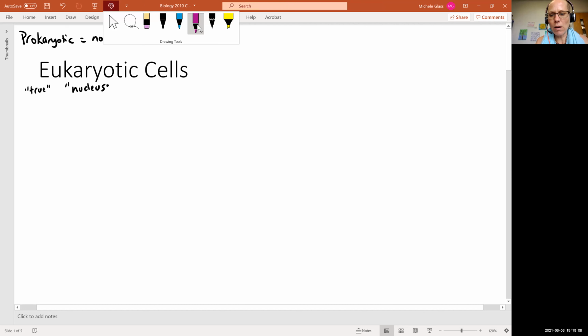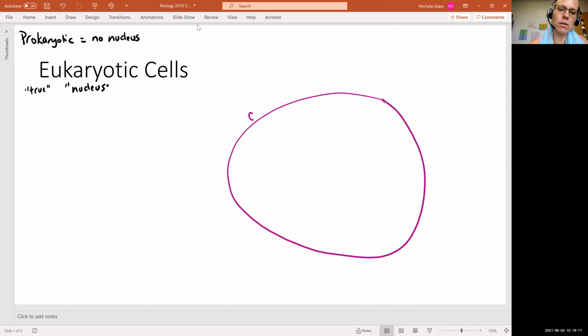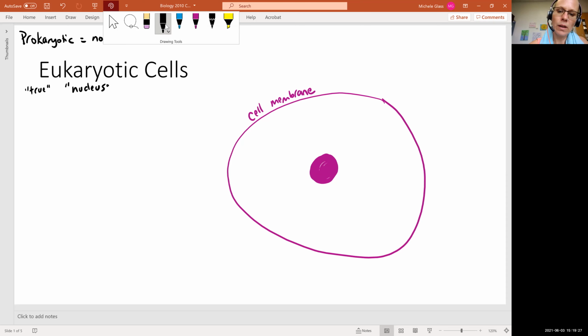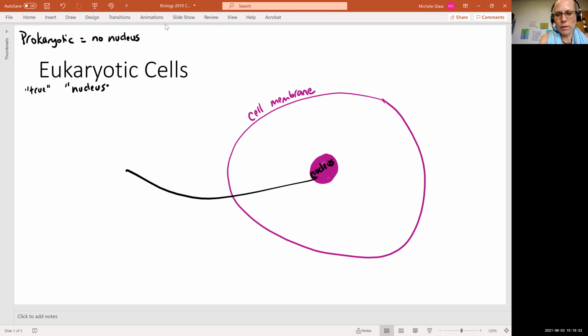So we can think about our cell as having our cell membrane. I'm just drawing a big circle here to represent my cell membrane. And I'm going to draw in the center, very often, a darkly stained nucleus. And the nucleus is all important. So important that we name all of the cells on the planet based on whether or not they have a nucleus, because this is where our DNA is stored.